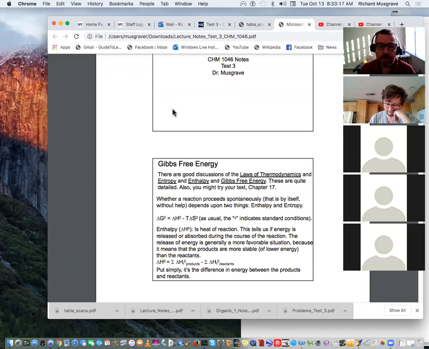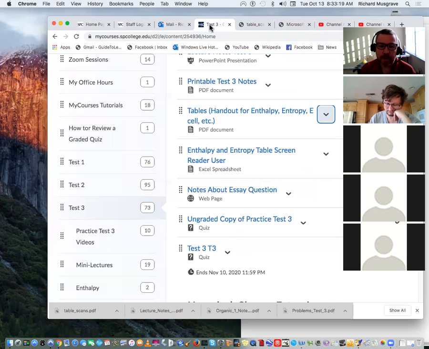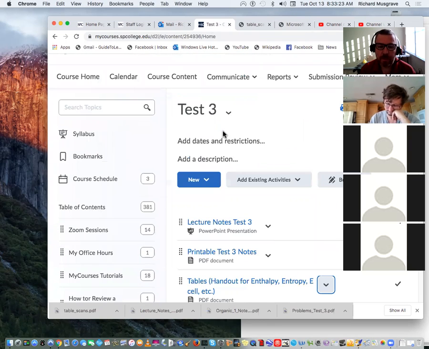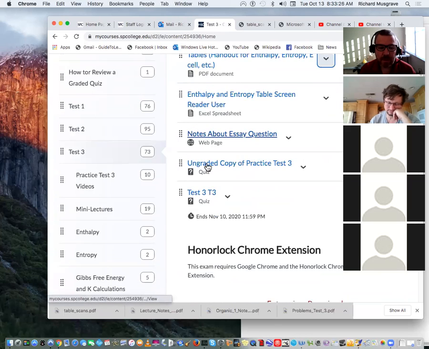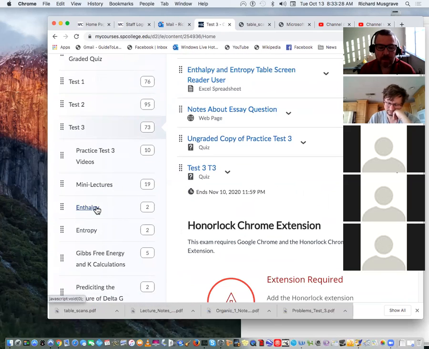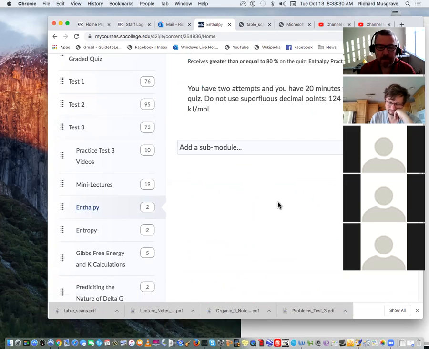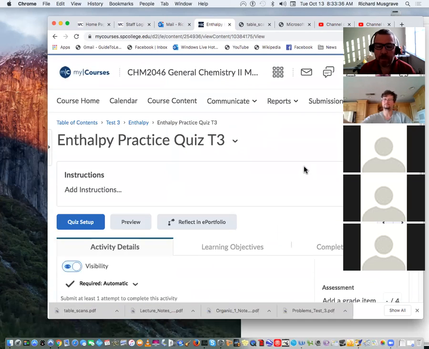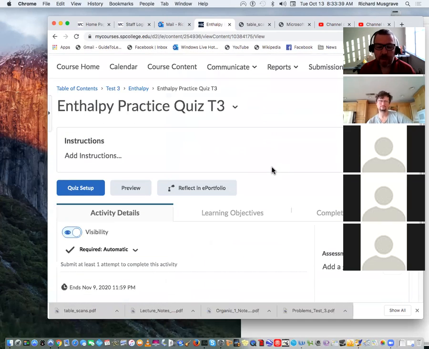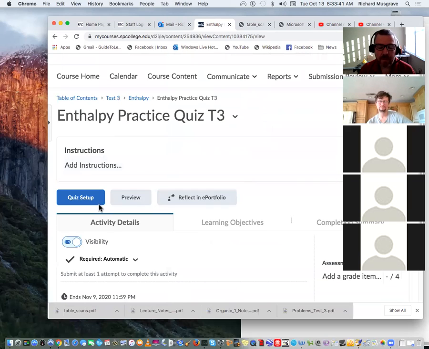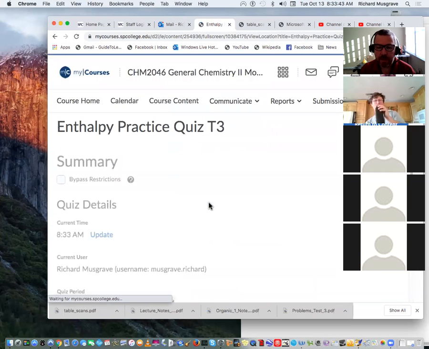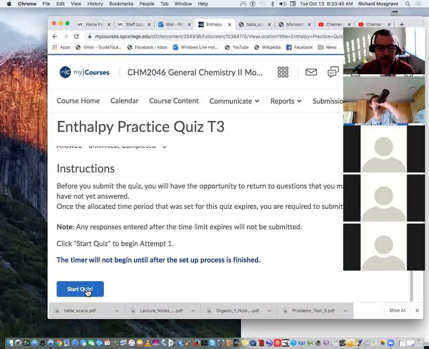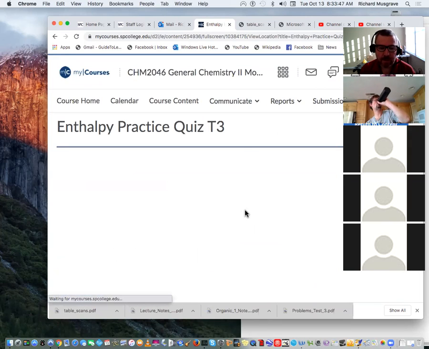I'm going to show you some of the resources that will help you to study for this. Let's look at, first of all, the enthalpy folder. This is where you'll have to use the tables that are in the test 3 folder. You can't use tables from anywhere else. They do have some slight variations in values across tables, so it's important you use the set of tables I told you about.